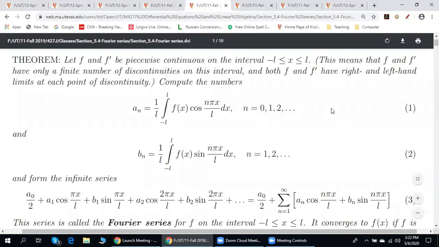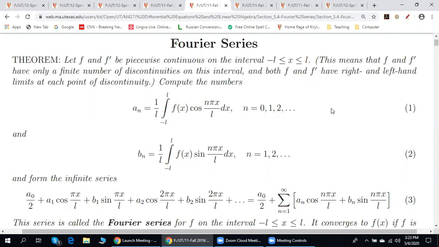Any other questions? Why does bn not start at 0? Yeah, very good question. Observe, and this is not a misprint. Here, for an, n starts from 0. For bn, n starts from 1. Here is why. If n is equal to 0, b0 is simply 0. Was that your question? Yes.